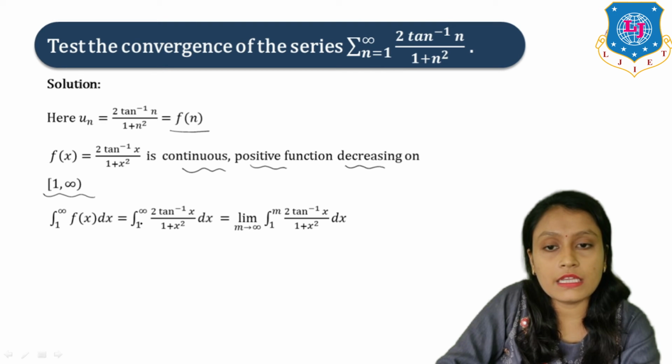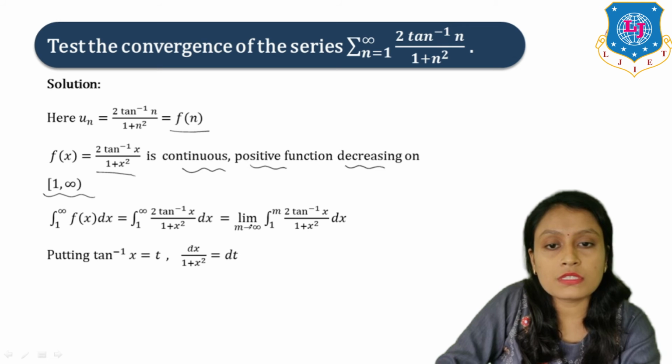Okay, that is the integral from 1 to infinity of f(x), which is 2 tan inverse x upon 1 plus x square. Again we have an improper integral, so we will write it in this form: limit m tends to infinity, integral from 1 to m of tan inverse x upon 1 plus x square dx. Now we will suppose this tan inverse x as t.